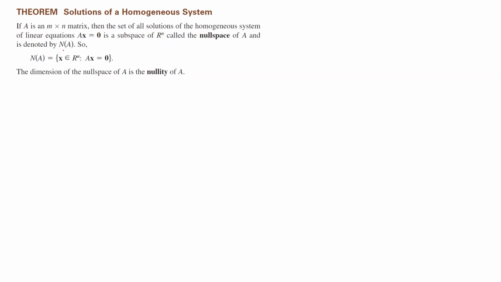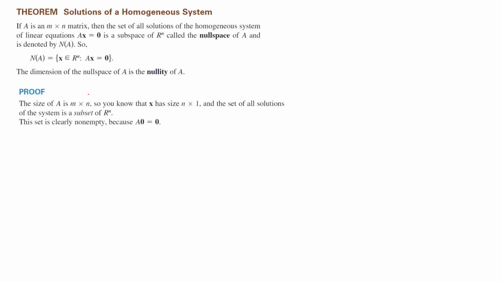It's denoted by N of A, again, the set of all vectors x such that AX is equal to 0. Now that you have a subspace, you're interested in finding the dimension of that subspace. The dimension of the null space of A is called the nullity of A. Let's take a look at the short proof.